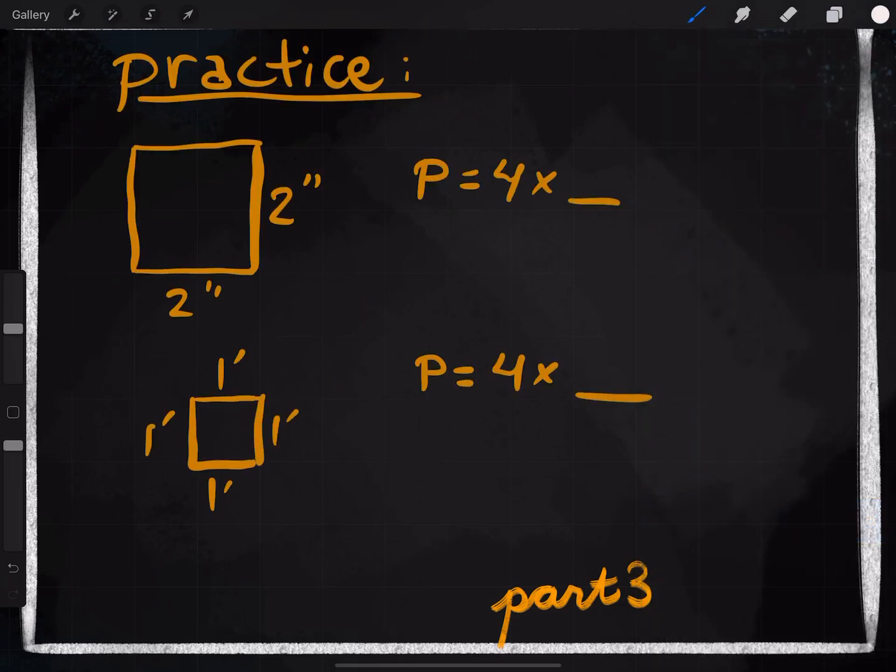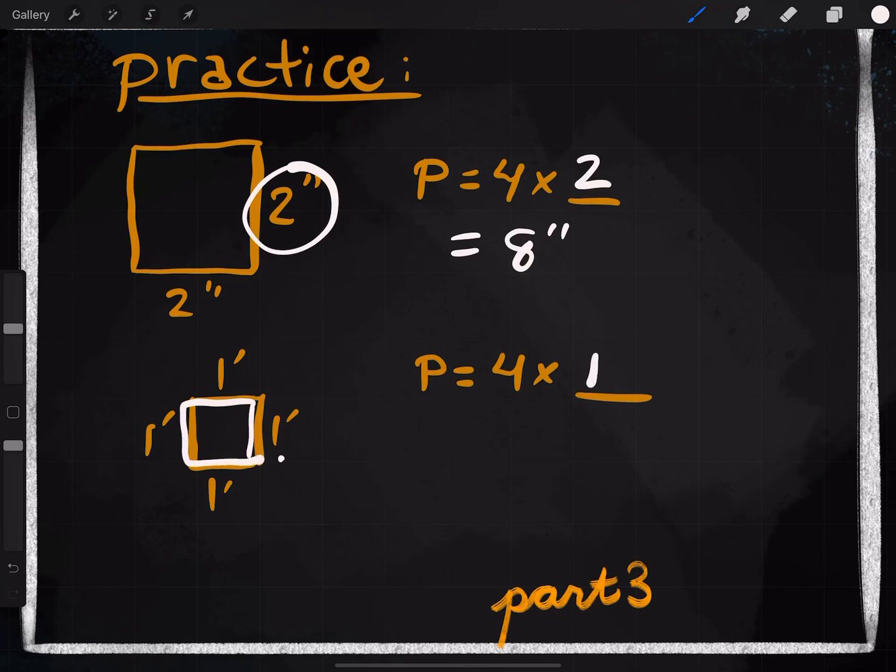And so that means that whenever you have a square, you can find the perimeter by saying 4 times the length of each side. So this one has a side length of 2 inches. 4 times 2 means it has a perimeter of 8 inches. This other square here, it has a side length of 1 foot. So 4 times 1 equals 4. So the perimeter is 4 feet.